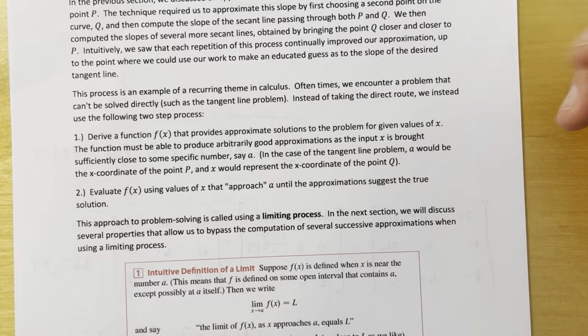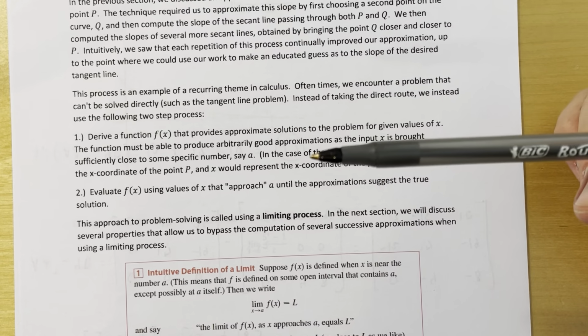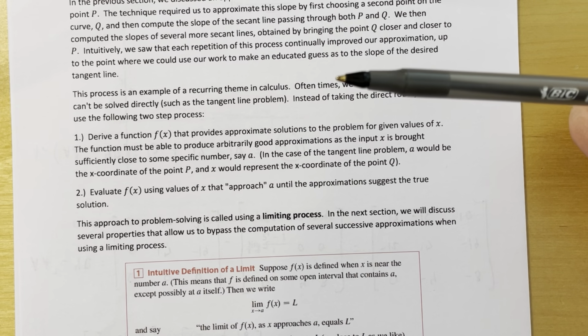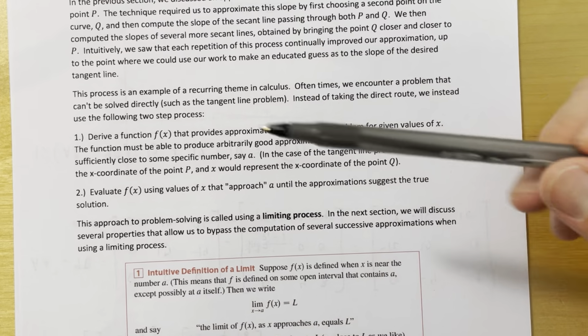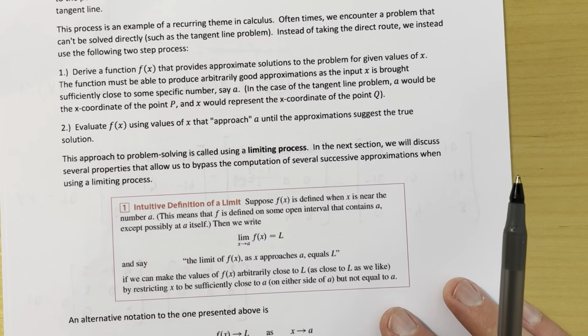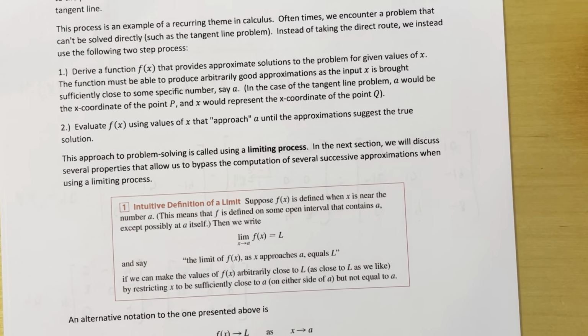We couldn't plug in the x coordinate for the point P, because in that case the function ended up looking like 0 divided by 0. So instead of plugging in the number directly, we had to approach that number, and that's the idea behind a limiting process. So in 2.1, this function f of x would have been that slope function, the function that gives us the slope of different secant lines.